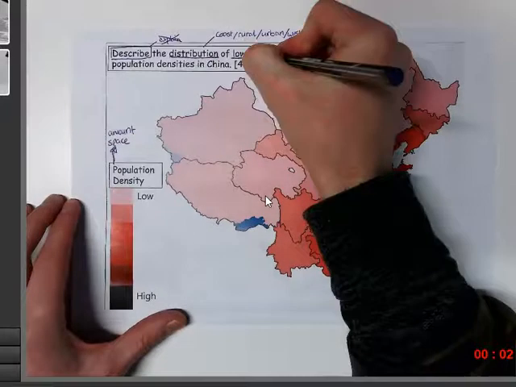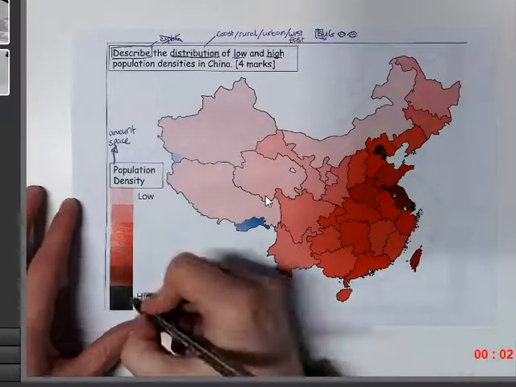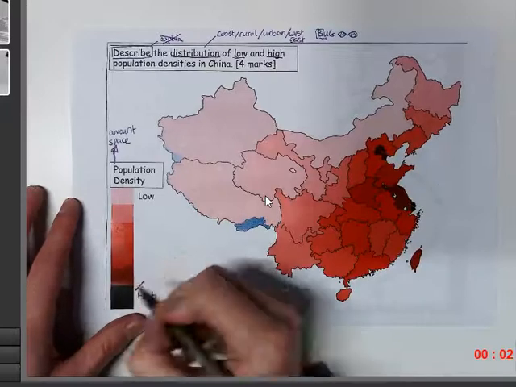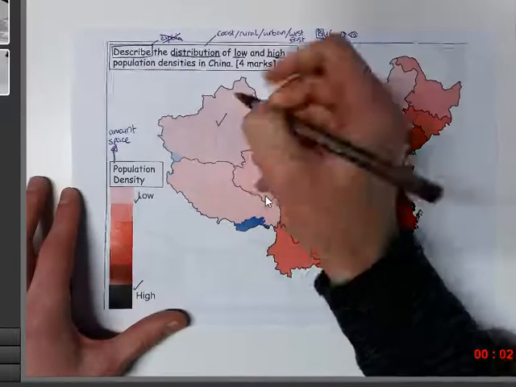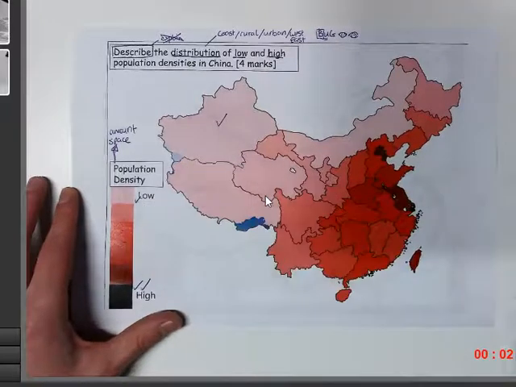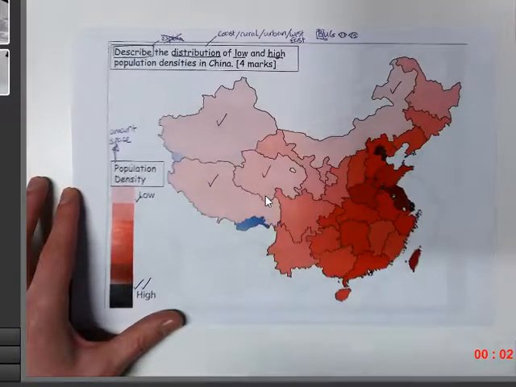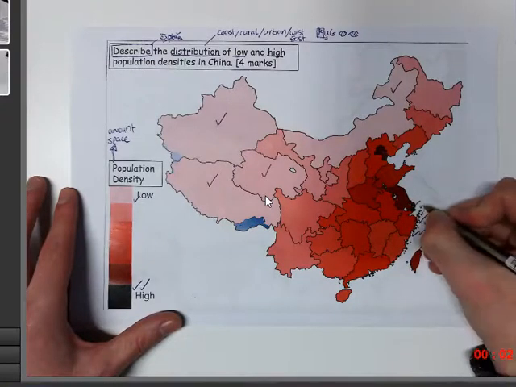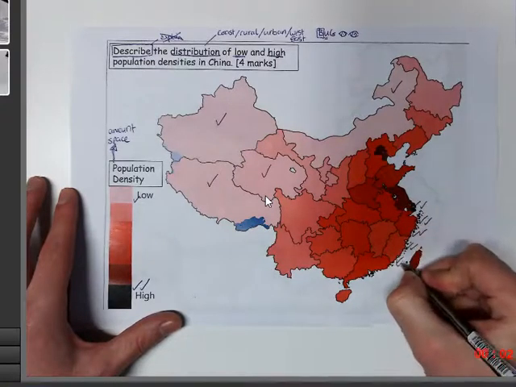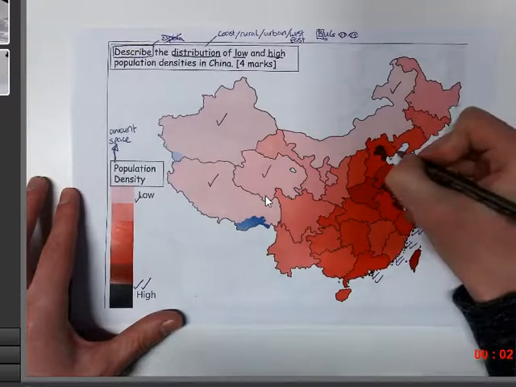Now, low and high are the focus of our answer. So the only ones you really need to look at are the ones that are here and here, these two colors. So we're just going to check them off here. We're going to do a tick for low and 2 ticks for high. So there's low, low, low, and we've got high all along this area along the coast. So that's going to be one of our words for the high population density, and we've also got one here.